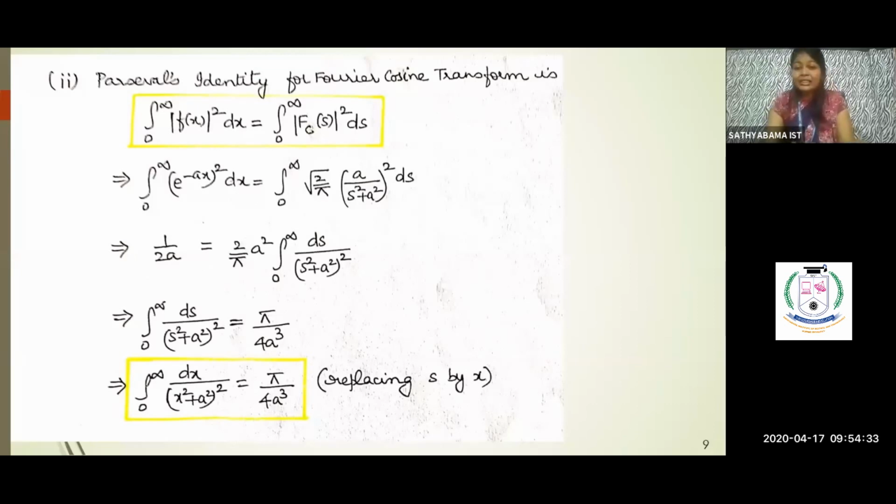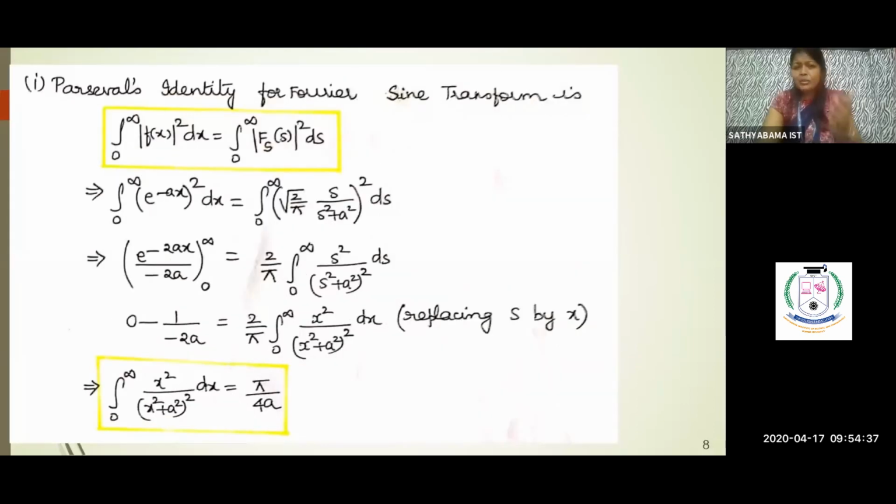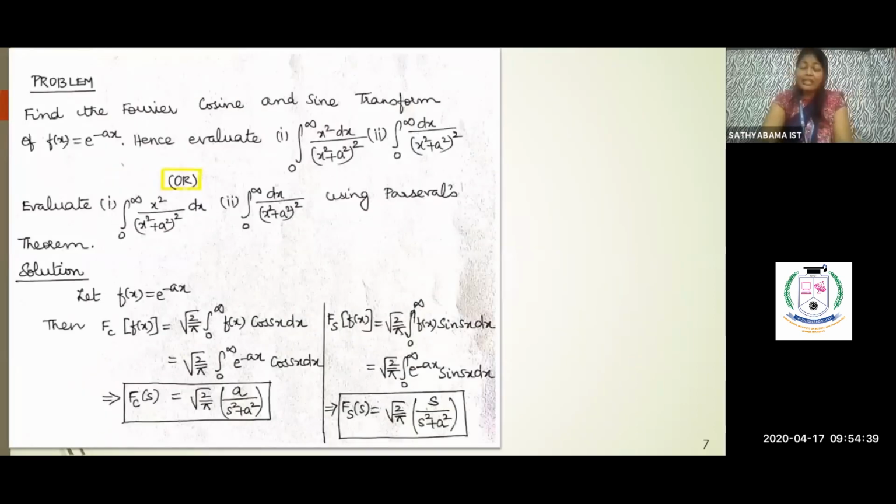So please remember, if you're asked to find just the value of these two integrals without mentioning the function, you should know that you have to take the function as e power minus ax, and it has to strike you that because Fourier sine transform of e power minus ax gives me s by s square plus a square, and Fourier cosine transform gives me a by a square plus s square. So when you look at these integrals, everything should fall into place, and that's how thorough you should be, because it's a very important problem.